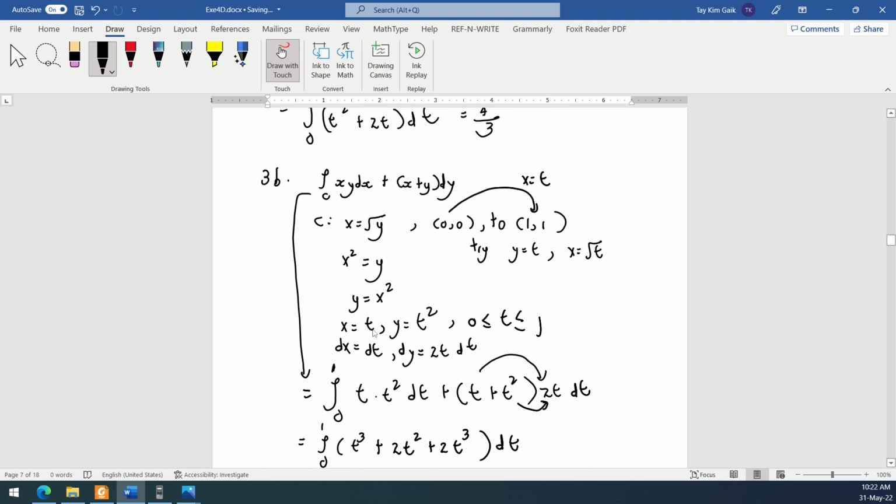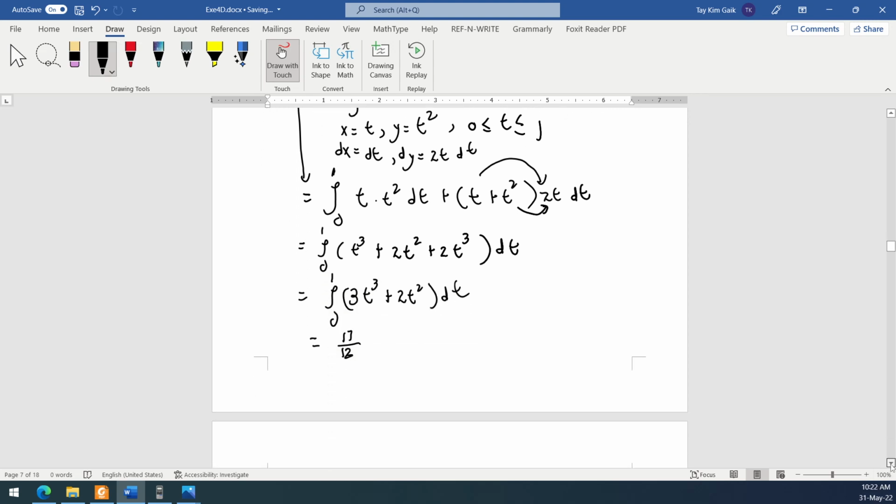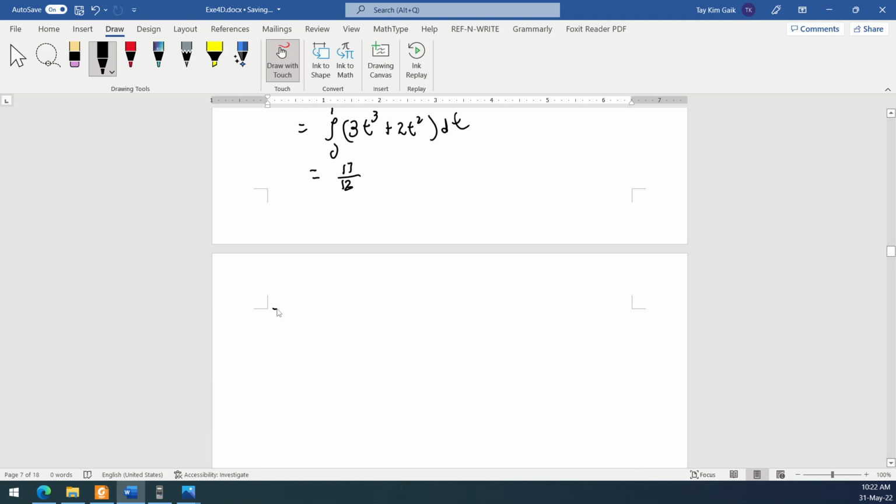So this one I use x is t, y is t squared. Normally I said to let the variable at the right hand side be t. So if you let y be t, then x is square root of t. If you want to use this way, you also can. Okay, 3b, the line integral of xy dx plus (x plus y) dy, C is x equal to square root of y, from the point (0, 0) to (1, 1).